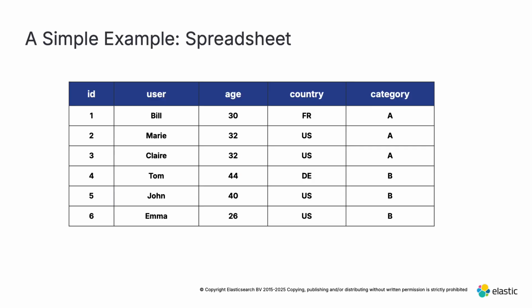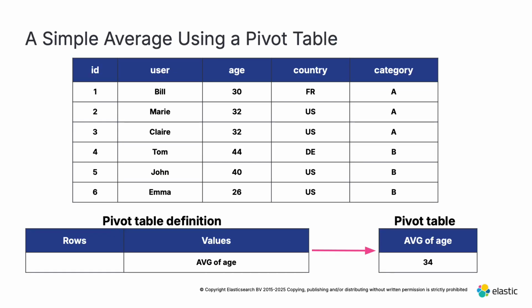Consider this spreadsheet example with ID number, user, age, country, and category fields. Think of some metrics that we can use on this spreadsheet. We might ask, how many users are there, which is a count metric, or we can ask what is their average age. Since there are numerical values in the age column, we can use the metric aggregation of average for the age. Now with the pivot table, we can see that the average age of those users is 34.